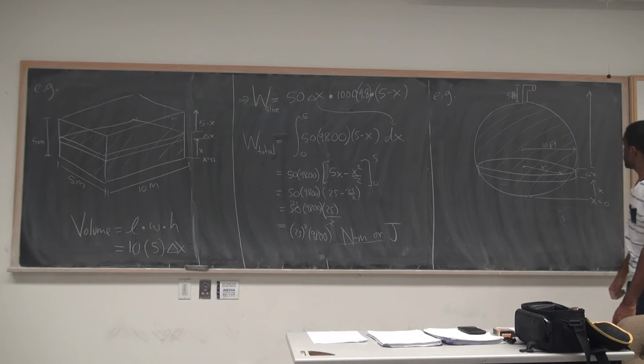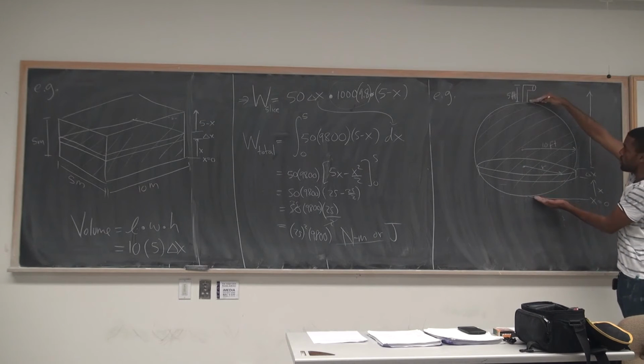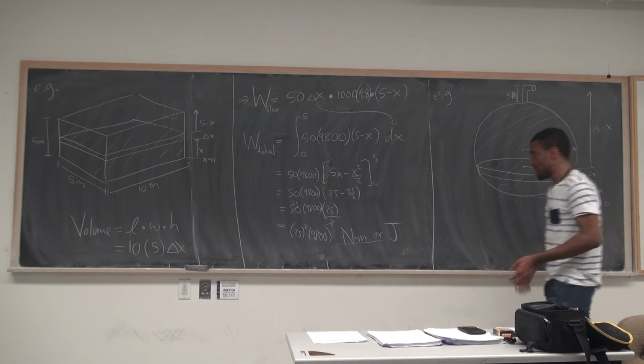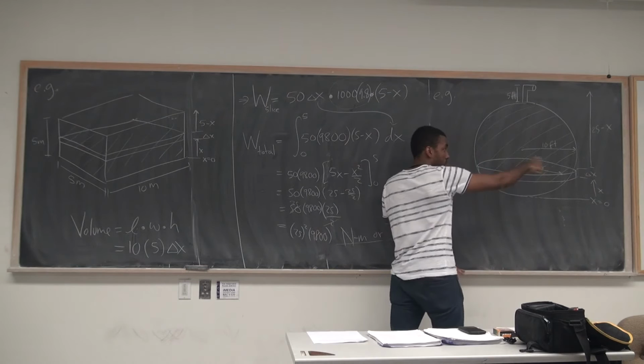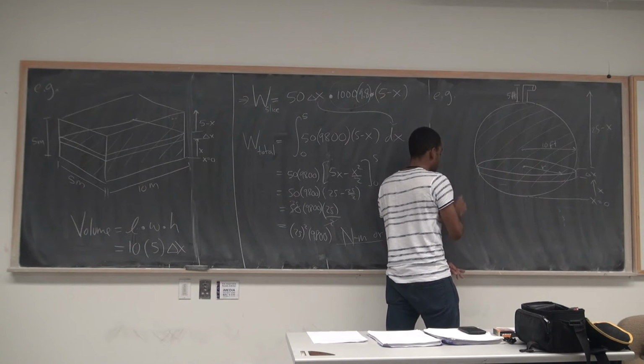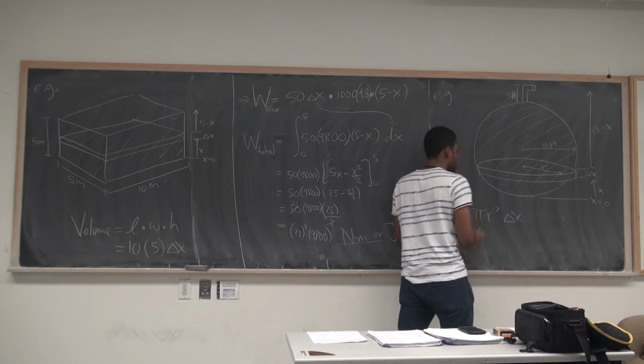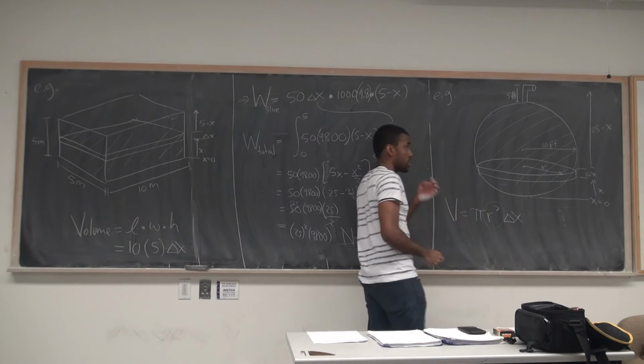Okay, so it's a 20-foot diameter plus an extra 5 feet, so the whole length is 25. So it's going to be 25 minus x. Now we have that same problem. The slice is going to be cylindrical, so our volume is pi r squared delta x. Now the question is, in this case, how do we find the r squared?